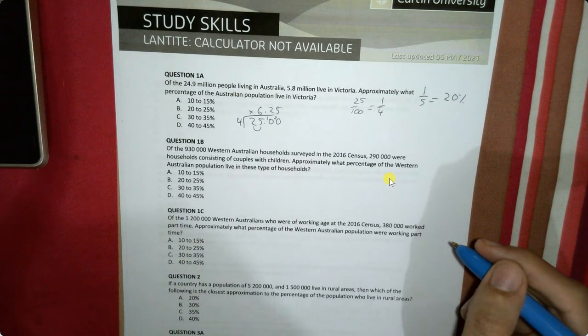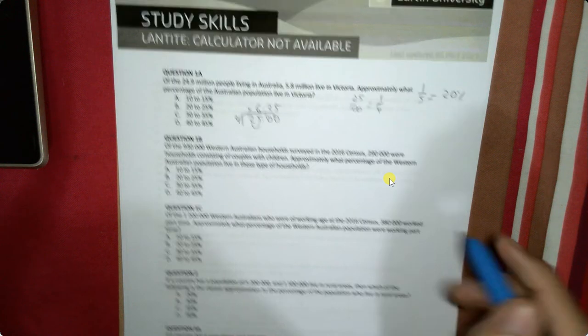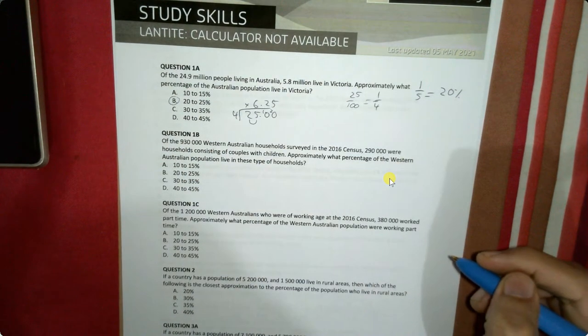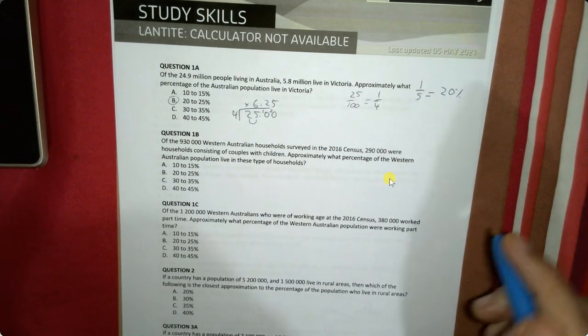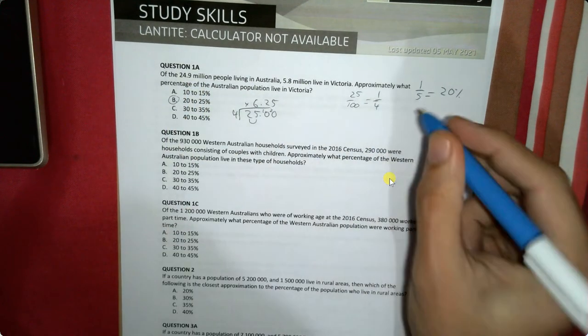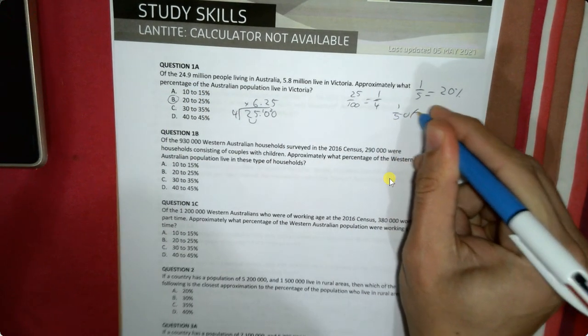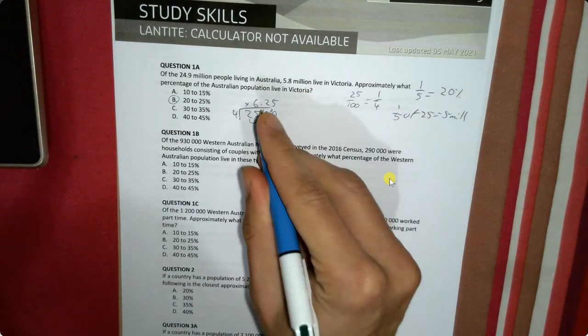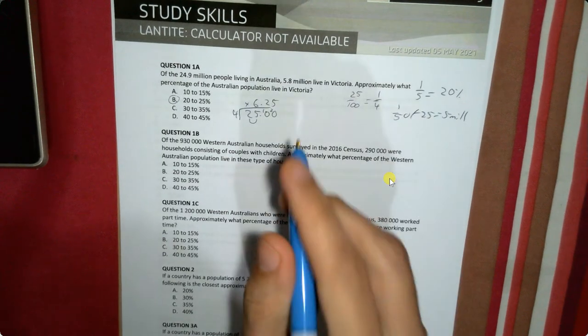So 6.25 million would be 25%. So it's a little bit less than that. So I'm pretty happy to say that it's B. It's more than a fifth, because a fifth of 25 million would be 5 million. It's more than that, more than 5 million. It's less than 6.25. So yeah, between 20 and 25.